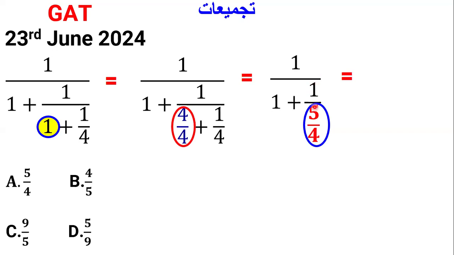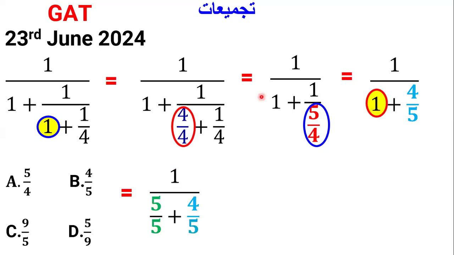1 divided by 5 over 4. So we need to flip this one. When you flip it, it will be 4 over 5. Now we need to add 1 plus 4 over 5. Hence, instead of 1, we're going to write 5 over 5, plus 4 over 5. Now we have the same denominator. We can add now. 5 plus 4, 9.